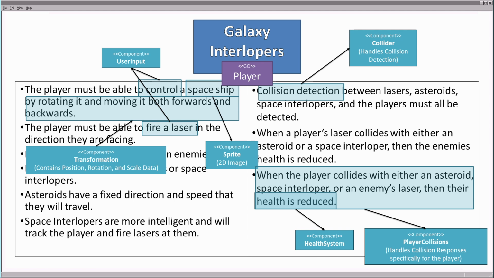In our case, we need to handle collisions between the player versus an asteroid, an interloper, and a laser uniquely and differently. These will be different than the collision responses that are handled inside the asteroid, the interloper, or the laser. We will discuss this in more detail, and there is a critical difference between collision detection and collision response. We also have a health system which will work alongside the player's collision response system.